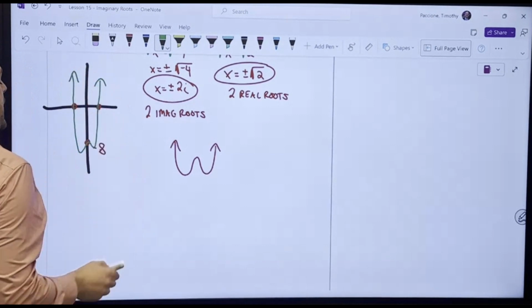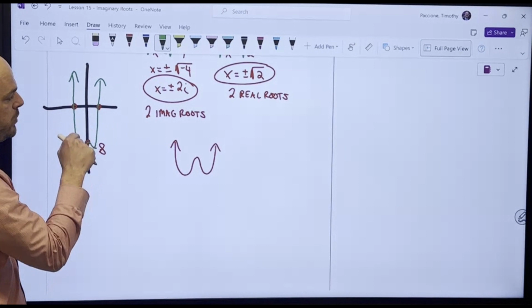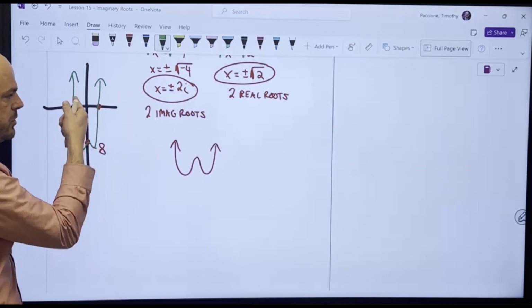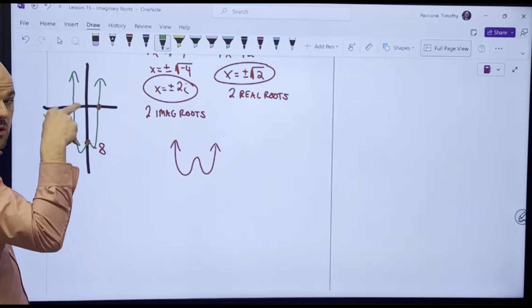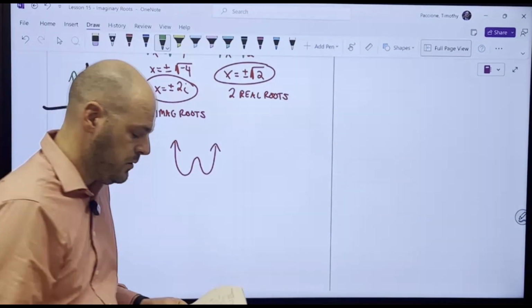Right? And there you go. You have a quartic function. It's got 3 turning points. It's got 2 real roots, but it must have 2 imaginary roots because it's only got 2 x-intercepts. They're both single roots. They just cross, right? So you know that it feels right to you. Okay, one more.